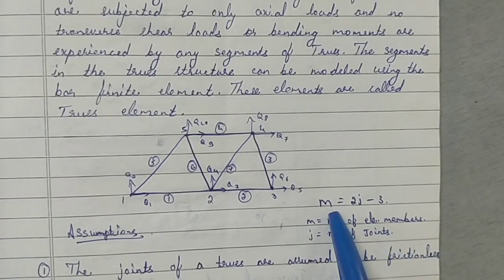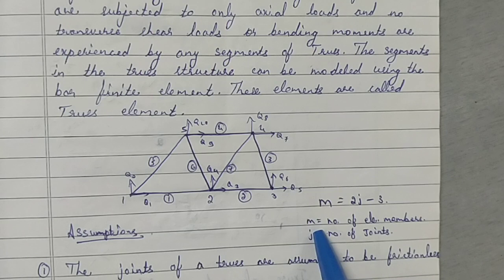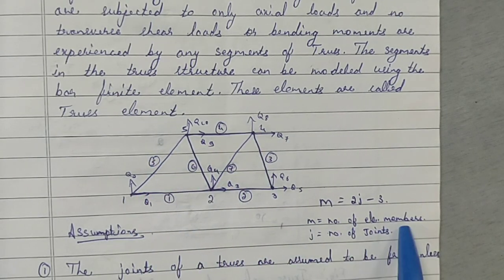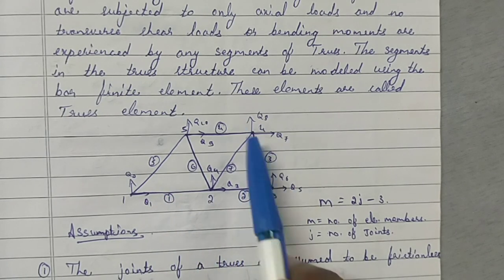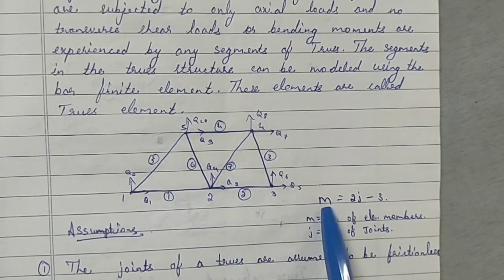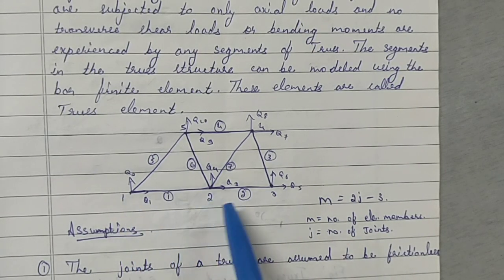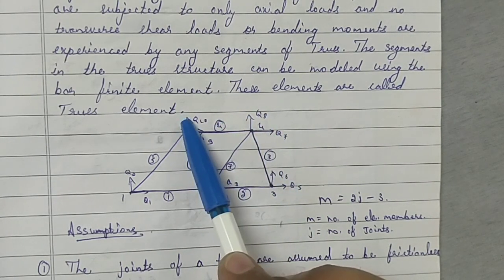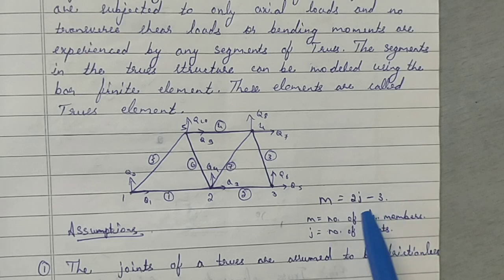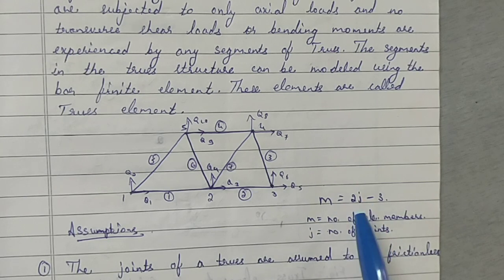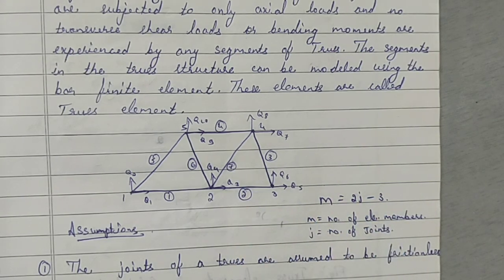A perfect truss should follow this equation, that is m equals 2j minus 3, where m is the number of element members and j is the number of joints. For example, if you take this truss, what is m, the number of element members? How many elements are there? 1, 2, 3, 4, 5, 6, 7. So m equals 7. j is the number of joints. How many joints are there here? 1, 2, 3, 4, 5 joints. So 2j minus 3: 2 into 5 is 10, minus 3 is 7. So 7 equals 7. If it satisfies this equation, it is called a perfect truss. It should satisfy this equation.